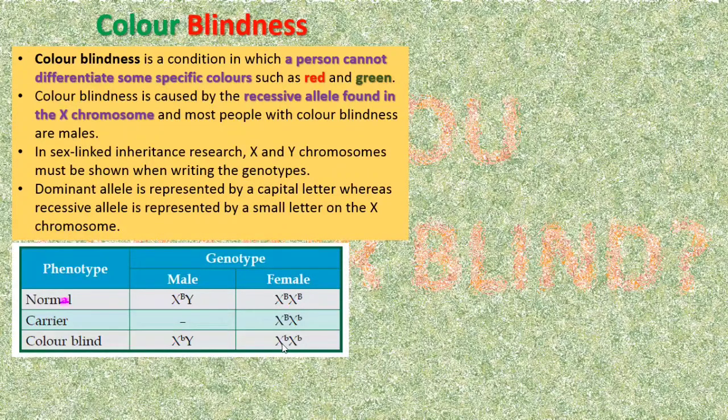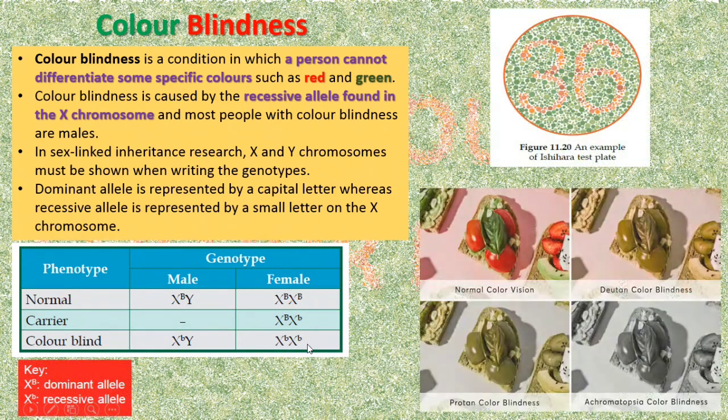Okay, so this is the example of Ishihara test plate to determine the color blindness. Either we are normal or color blind. So this is the normal vision color, deuteranopia color blindness, protanopia color blindness, and achromatopsia color blindness. Totally color blind. So this is the schematic diagram for color blind.